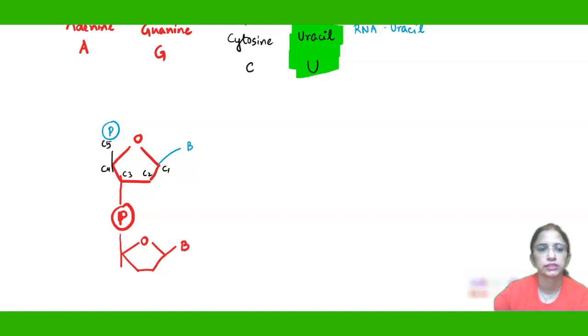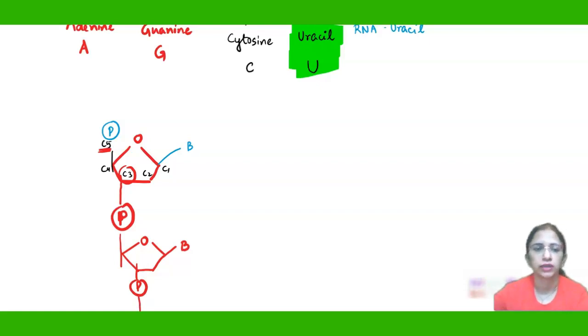Remember, this is our C5 position, this is our C3 position. So if you want to make it continuously, you can make it. This way, again, if you want to extend, you will make a phosphate group here, and so on and so forth you will proceed.